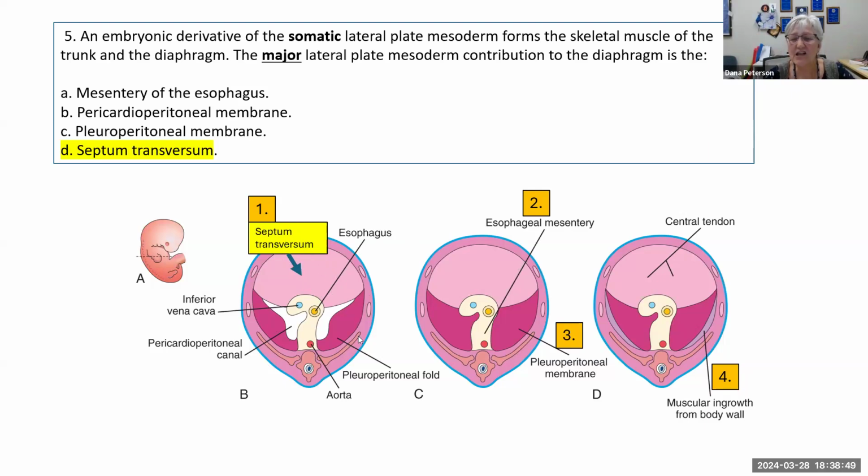So it's septum transversum. There is some small contribution from here at number 2, this esophageal mesentery. Third contribution are these membranes, but it's the pleuroperitoneal membranes, which are forming around the right and left lung. And then there's a small contribution, and this is why I had to say major. There's a minor contribution of skeletal muscle actually from the body wall itself. So great job on that one, and we'll go on to the next question.